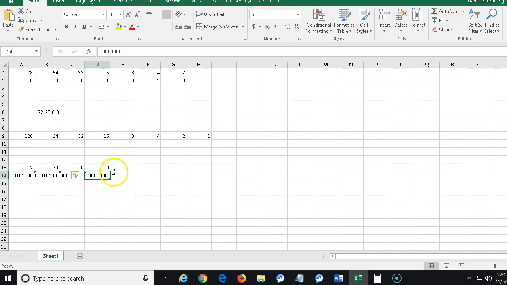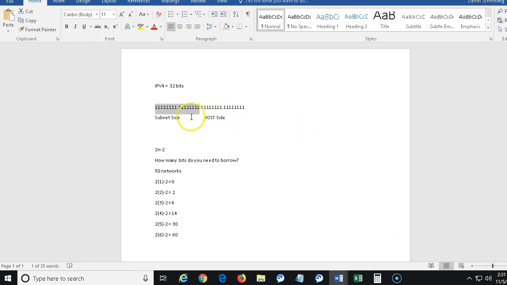So what we have to do is get 50 subnets out of this number. These are the subnet bits, and these are the host bits. What we want to do is borrow from the host side. But first we have to figure out this formula: how many bits we need to borrow from the host side. The question is, we're trying to get 50 networks.